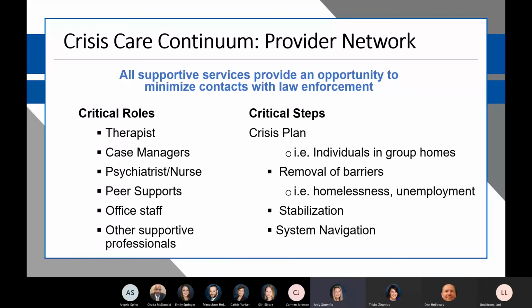You can also achieve this through consistent therapy. Some individuals don't need to take medication. Some individuals might need a combination of both. And as we discussed with crisis planning, helping individuals secure their basic needs can lend significantly to stabilization. So again, we always want to make sure we're working towards the removal of barriers and the meeting of basic needs, because that's a big part of stabilization as well.